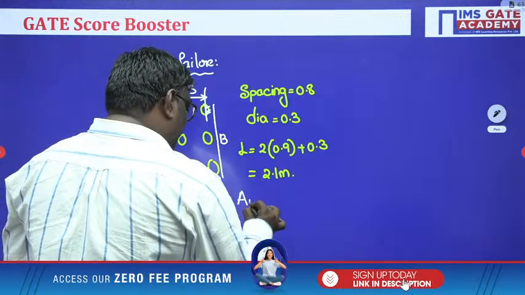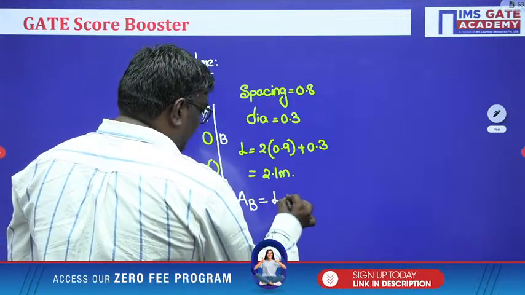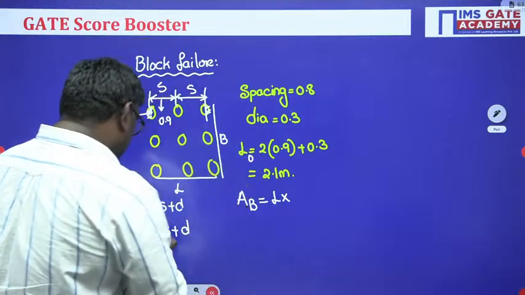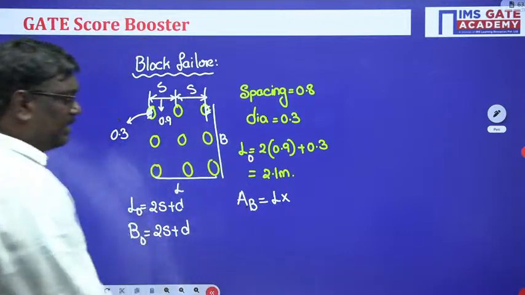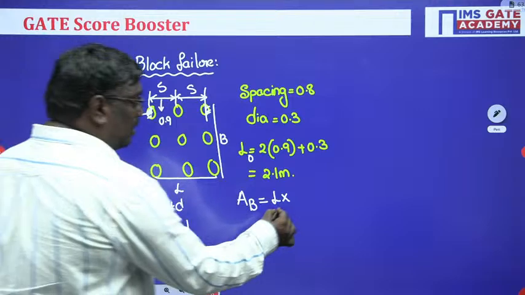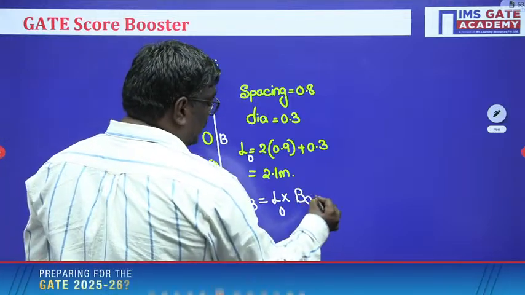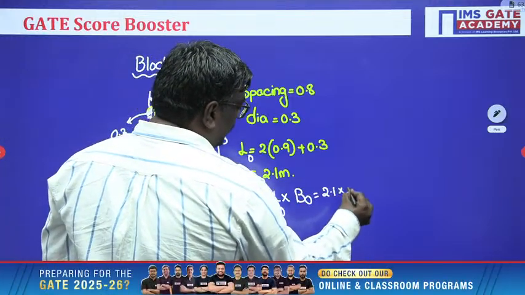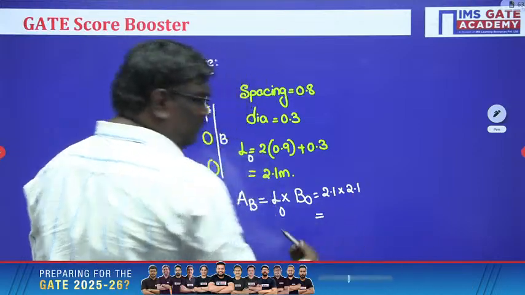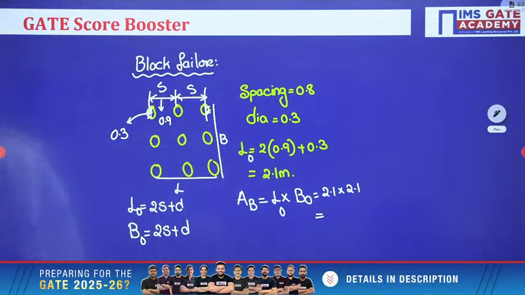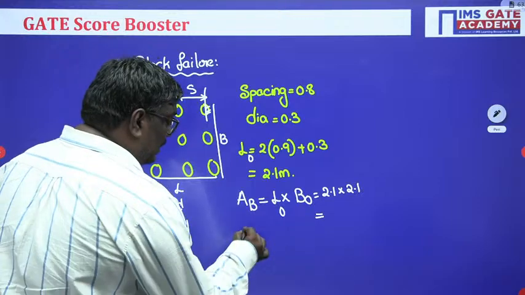So area of the block will be equal to L into B, or L naught, because the length of the pile will also be there. So I am taking L naught into B naught. It will be equal to 2.1 into 2.1. It will be around 4.41 meter square. Okay. No need to do that calculation. We will do that.